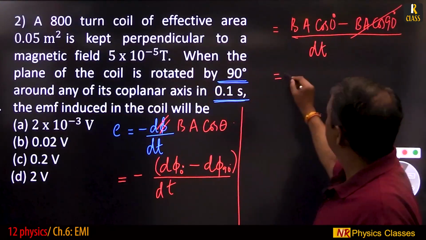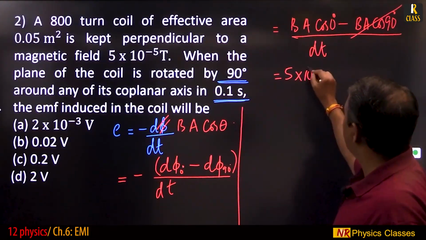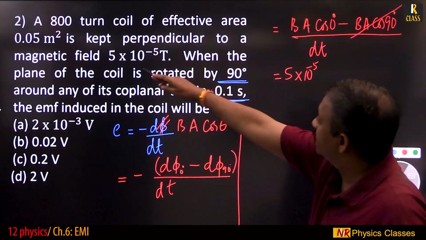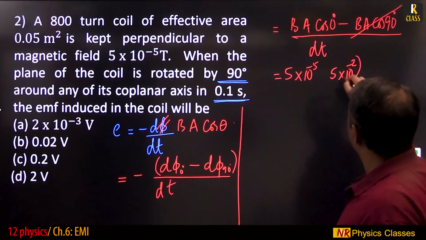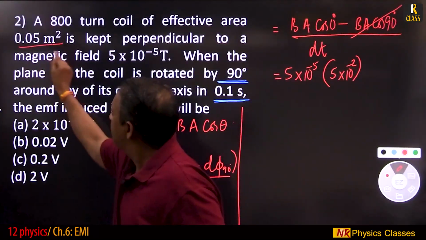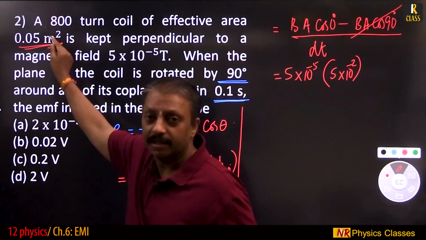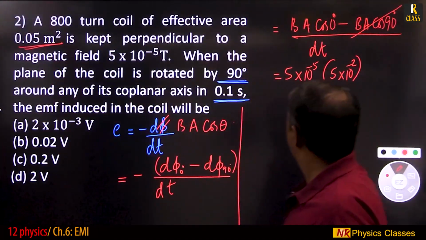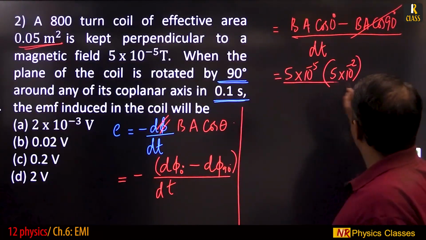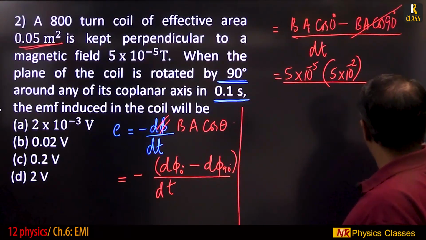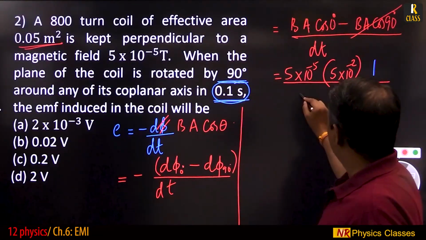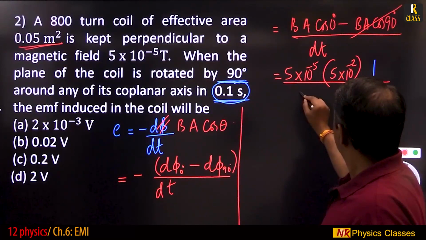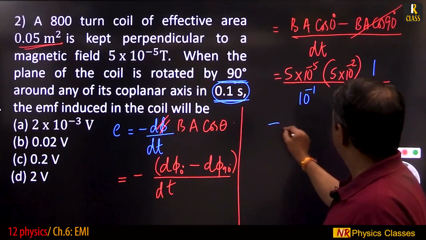Magnetic field is 5 into 10 to the power of minus 5. Area is 5 into 10 to the power of minus 2, isn't it? 0.05 meter square. It is already in SI. Divided by, cos 0 is 1, dt in time is 0.1 second, which is 10 to the power of minus 1.